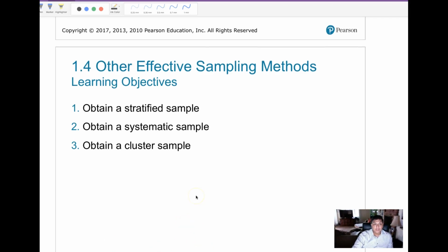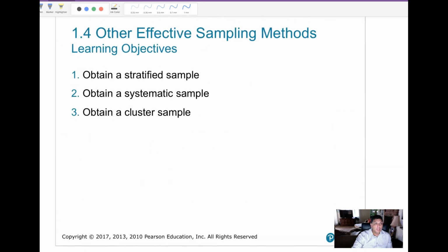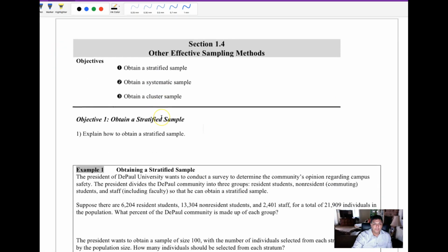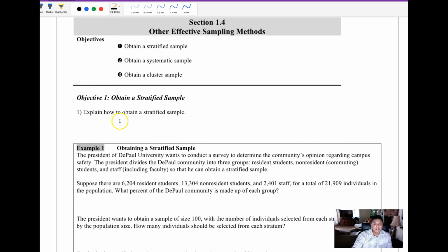This lecture, or this video, is on chapter 1.4. We're going to look at three more advanced ways to sample other than a simple random sample, which is probably what we're most familiar with. These methods are called stratified, systematic, and cluster samples. And so we have your note sheets for 1.4. So the first thing is, what is a stratified sample?